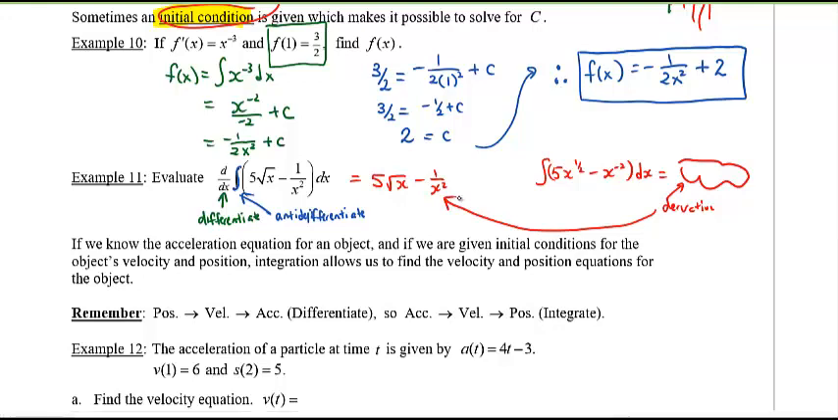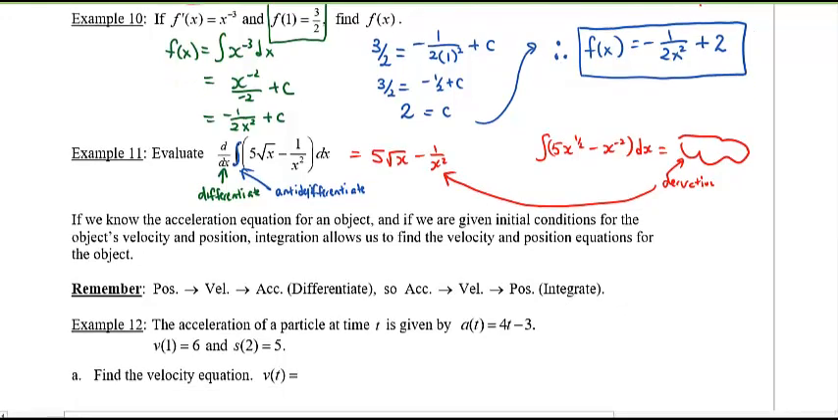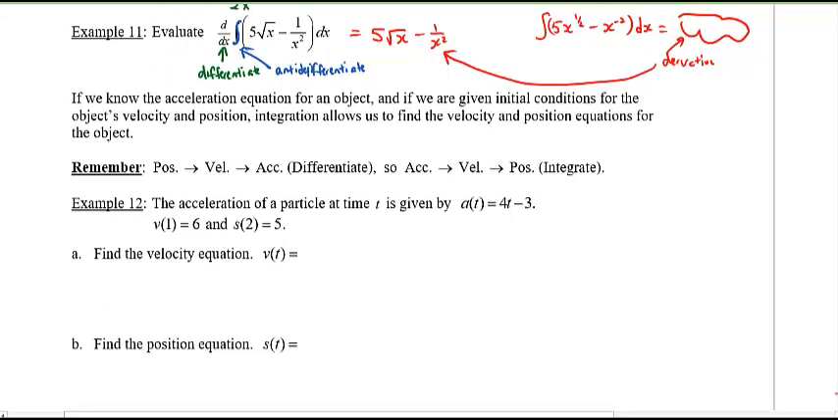All right. How can we quickly apply this stuff? Hey, remember those acceleration, position, velocity type of questions? If you know the acceleration equation for an object, and you're given an initial condition for the object's velocity and position, guess what? Integration, or the antidifferentiation process, allows us to find the velocity and position equations. So position, velocity, acceleration, you differentiate. Going backwards, acceleration to velocity, velocity to position, you integrate.